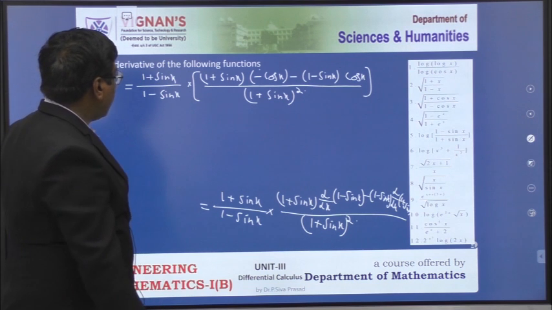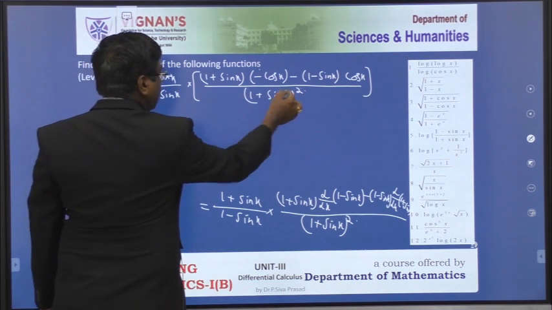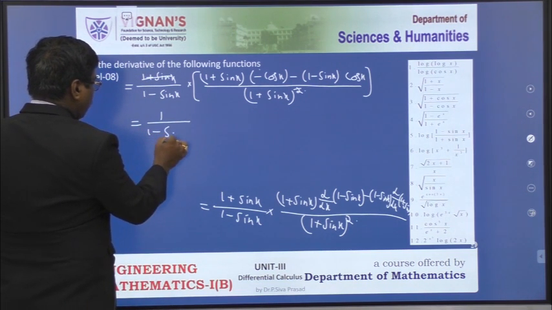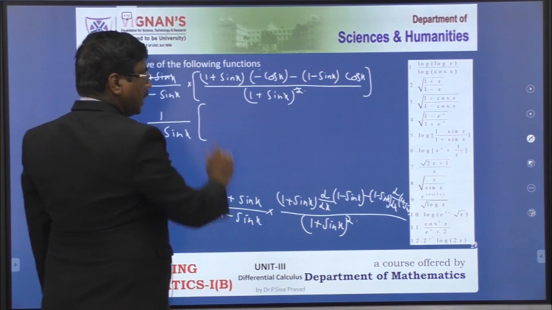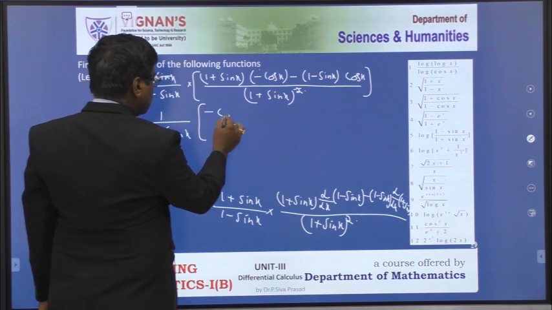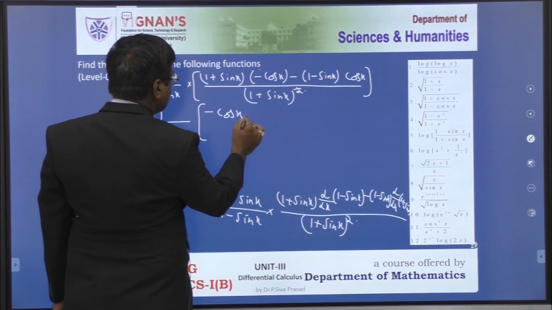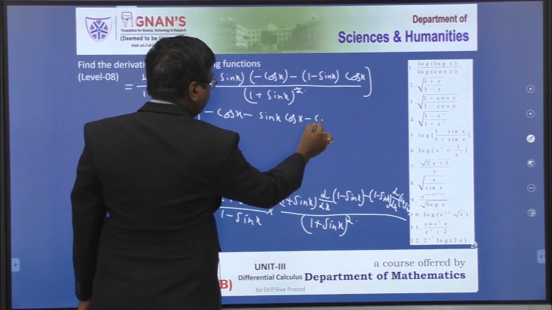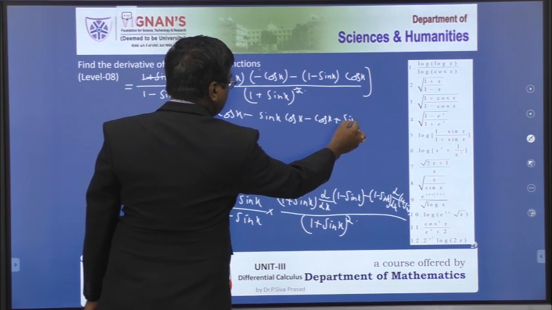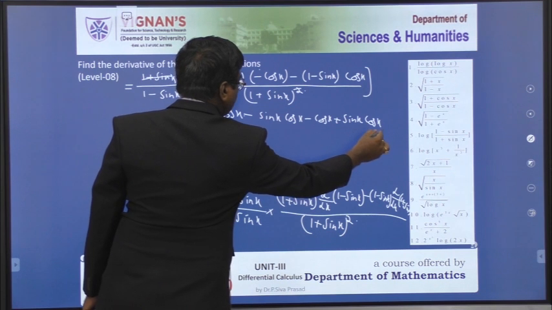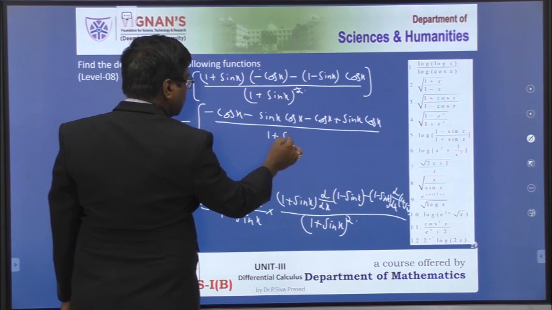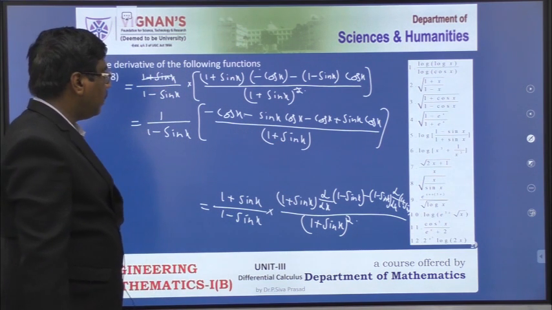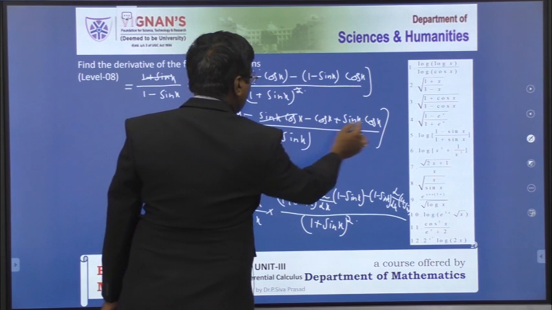Clarification point. Here (1 plus sin x) and (1 plus sin x) both are to be cancelled. Now this is equal to 1 by (1 minus sin x) into, I have to multiply with minus cos x. This is minus cos x into minus cos x, so minus sin x into cos x. Next minus cos x plus sin x into cos x by (1 plus sin x) whole square, that may be cancelled in the previous step. So here plus sin x and minus sin x both are to be cancelled.